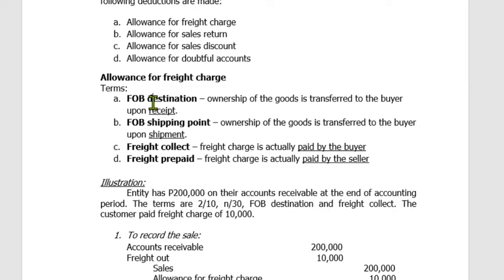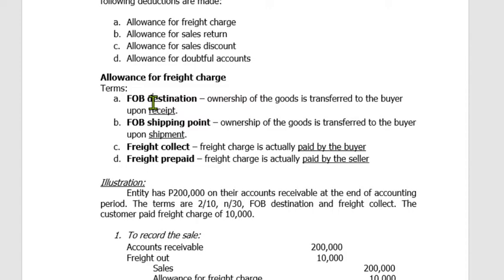What if FOB shipping point naman? So as the term implies, shipping point. The ownership of the goods is transferred to the buyer upon shipment. So merong shipping point. Merong location kung saan isi-ship yung mga items. At kapag nandun na yun sa shipping point, the ownership is already transferred to the buyer.